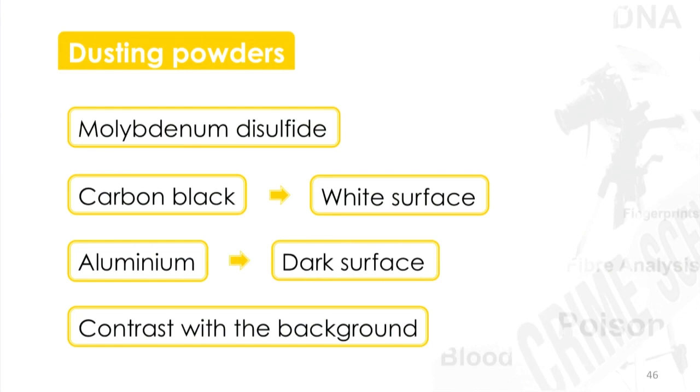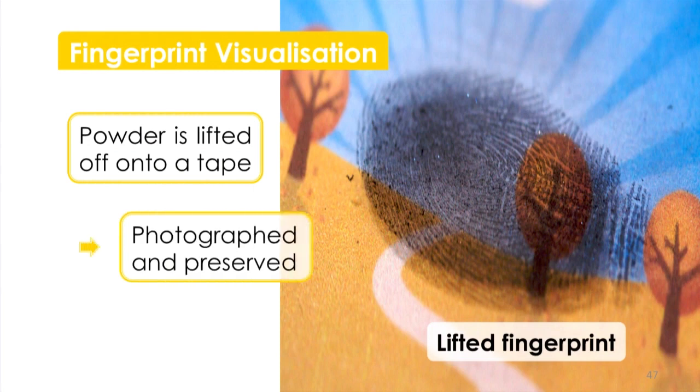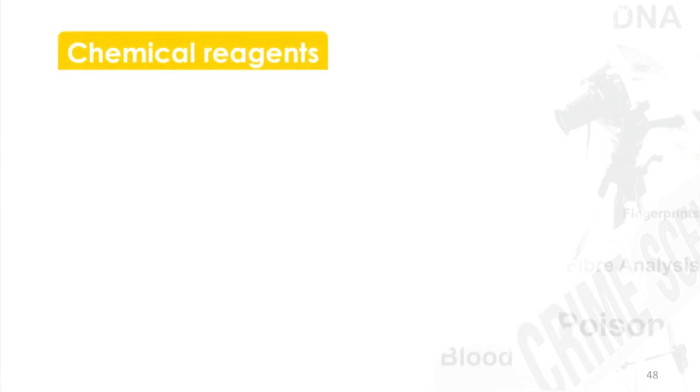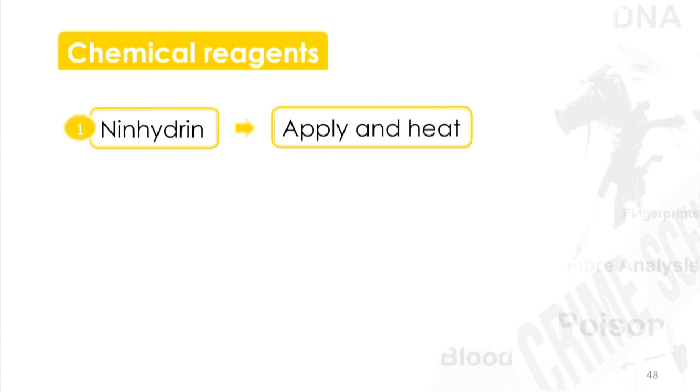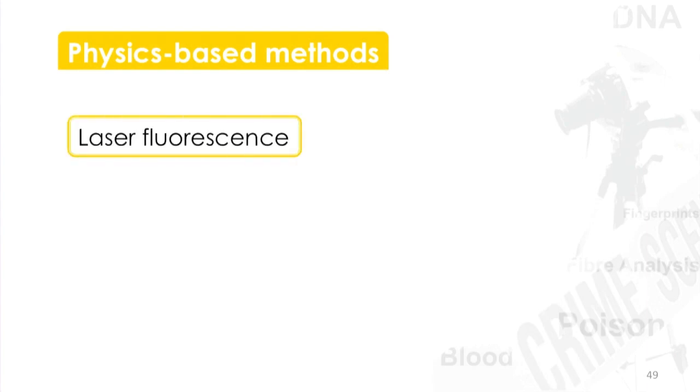The powder can then be lifted off onto tape and photographed and preserved. There are also various chemical reagents available. For instance, the object can be sprayed with ninhydrin, which reacts with the amino acids present and makes the latent fingerprint visual. Other chemicals are like iodine or silver nitrate. There are also physics-based methods, for instance using a laser to get laser fluorescence, which can be done alone or in combination with a dye.